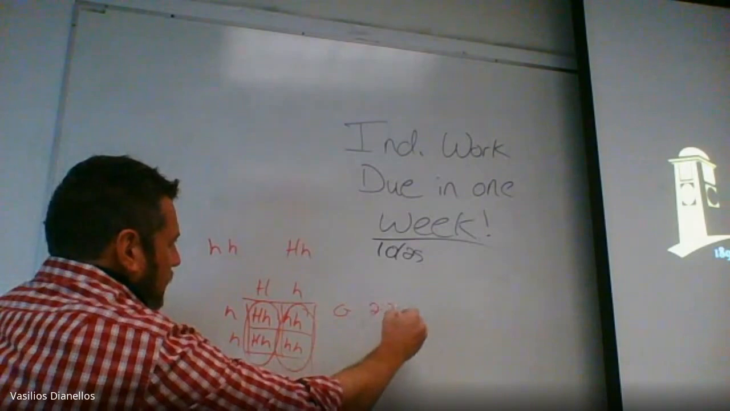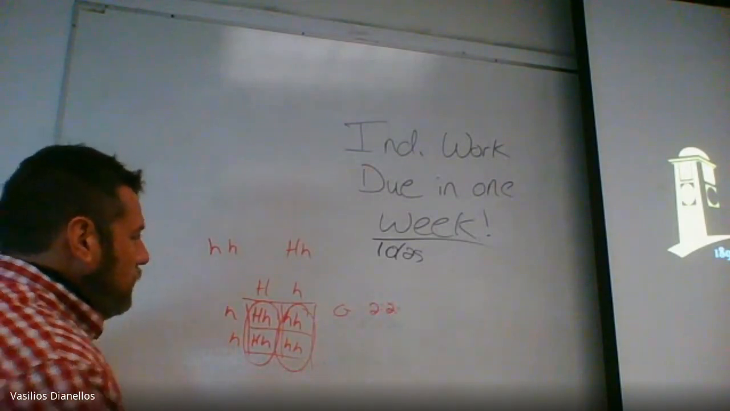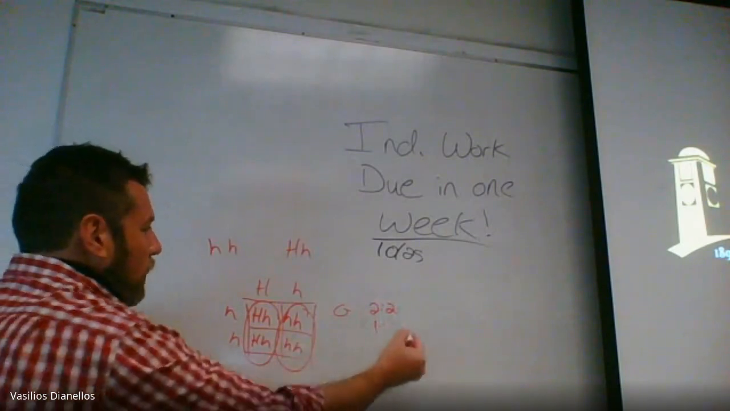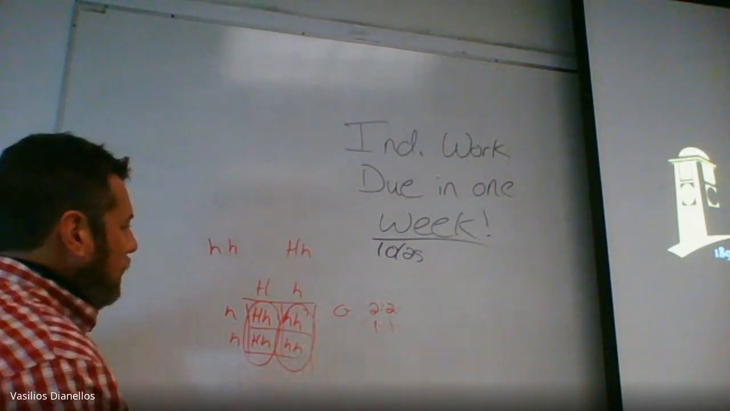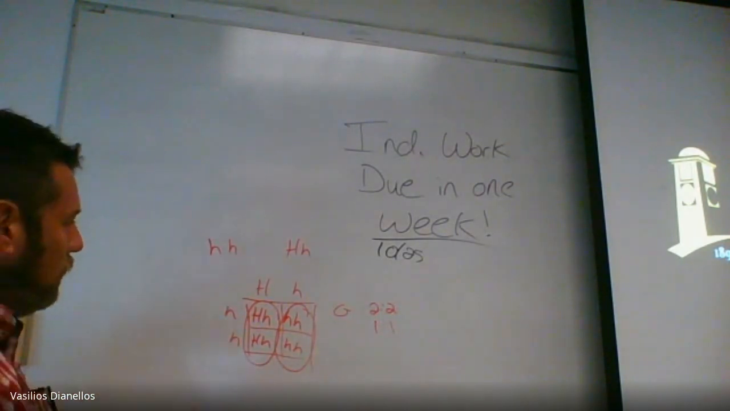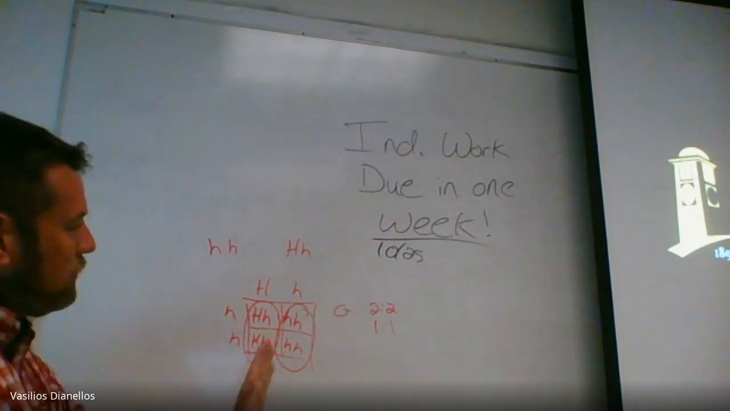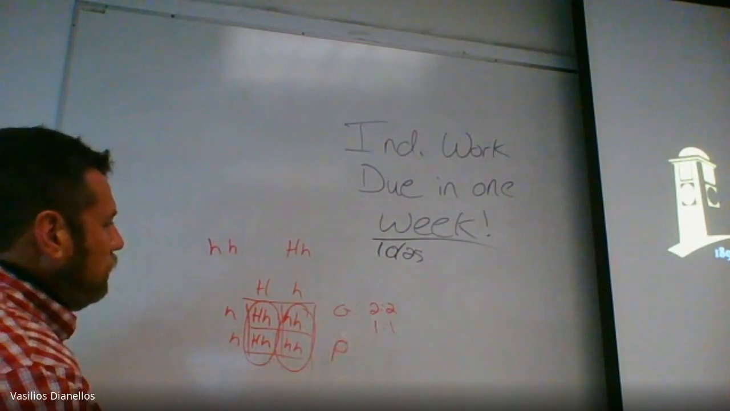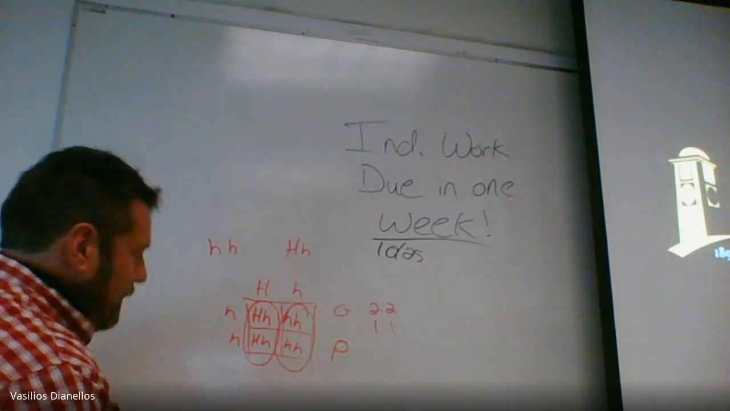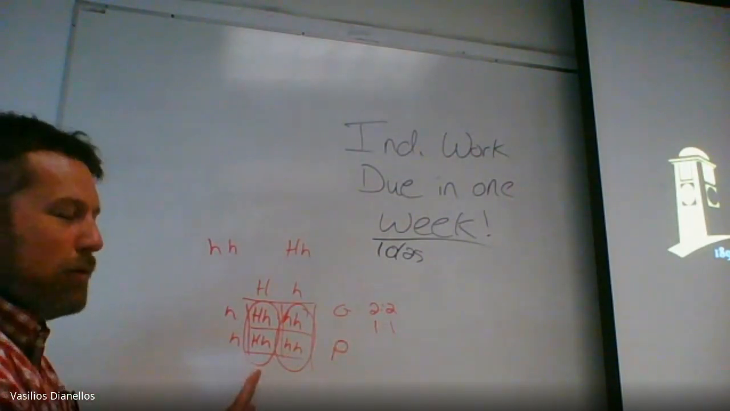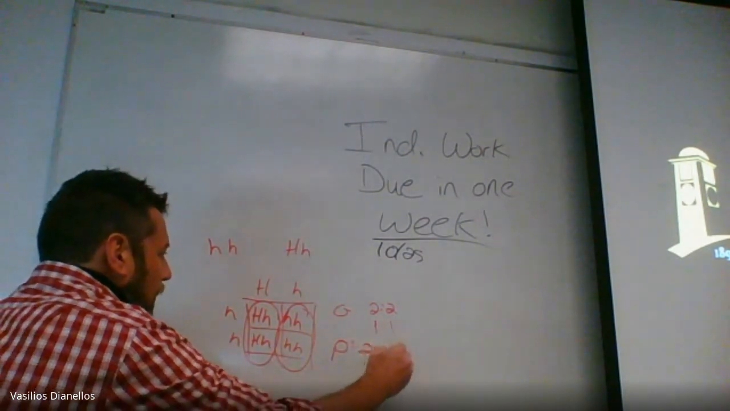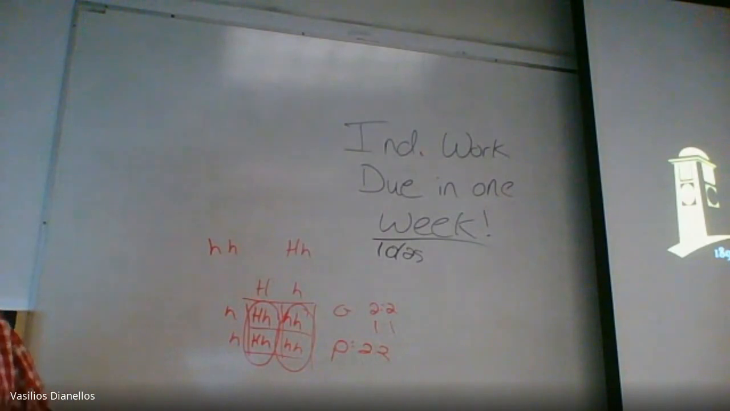Exactly, 2 to 2. And some people reduce that like you would a fraction. I'm only saying this because I'm recording. So if you write 1 to 1, you're not incorrect. But technically it is 2 to 2, right? You got 2 heterozygotes and 2 homozygous recessive. And the phenotype would be the same thing, right? Exactly, yep. Because you have 2 that are expressing the dominant trait and 2 that are expressing the recessive trait. Good job.